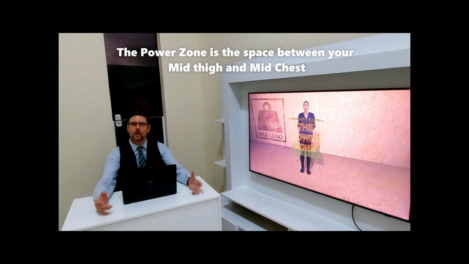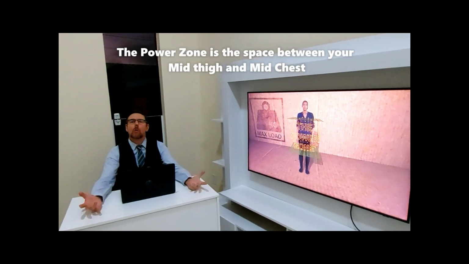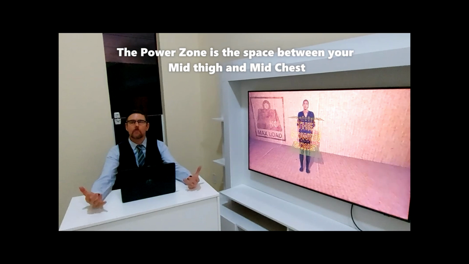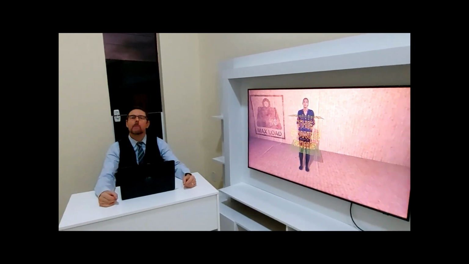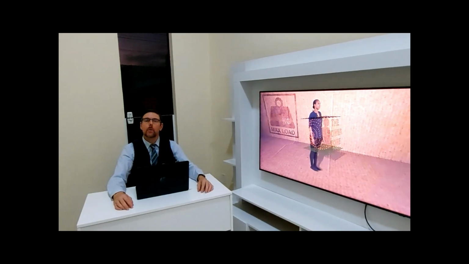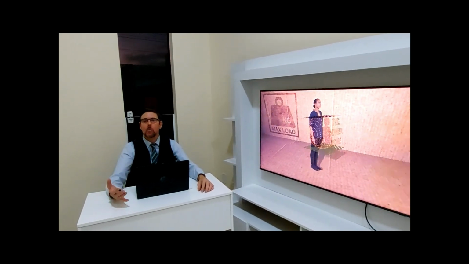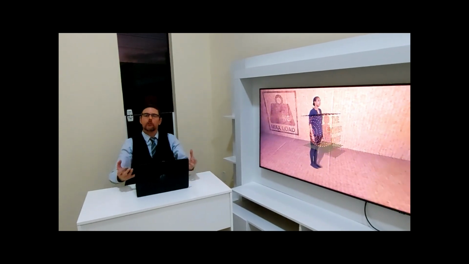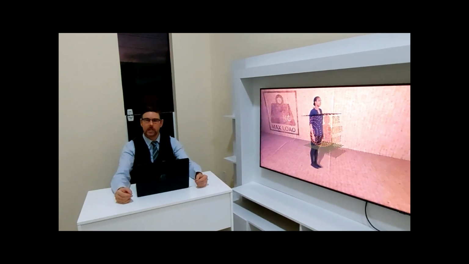So now we're going to take a look at the power zone. The power zone is the space between your mid-thigh and mid-chest, where you can lift the most with the least amount of exertion. Using the power zone gives you the best chance of keeping a neutral position when you're manual handling. The weight that can be safely lifted will differ from one person to the next. The closer a load is to your body, the more weight you can safely lift.